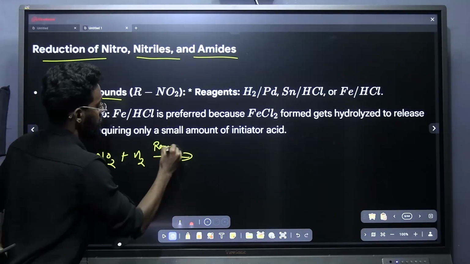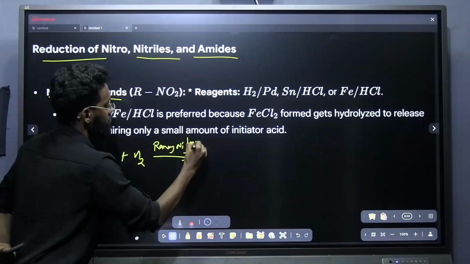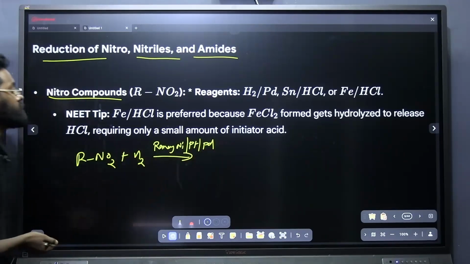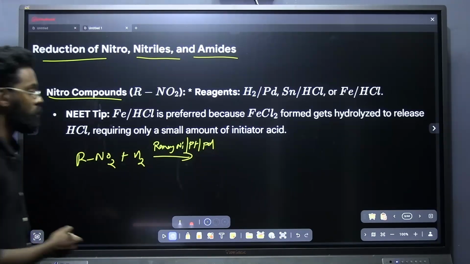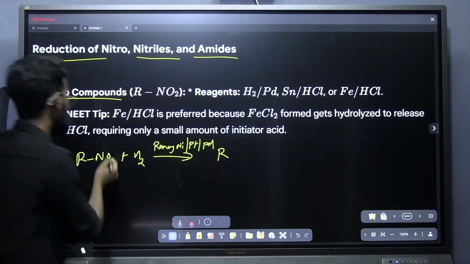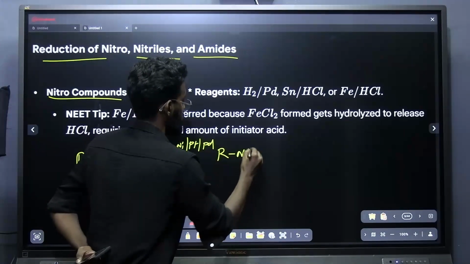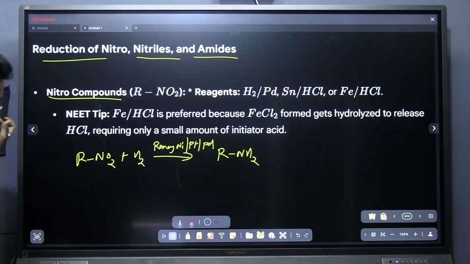that is Raney nickel, then platinum or palladium. These are the metals that we will be using for hydrogenation of the nitro compound. What I will be getting: just remove this NO2 and add NH2. You will be getting the amine.